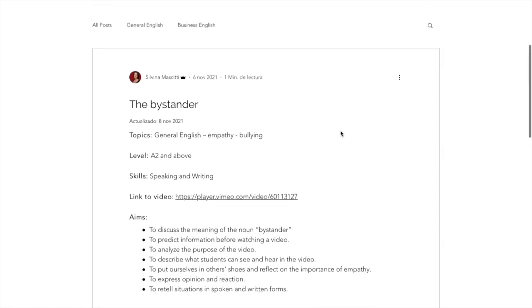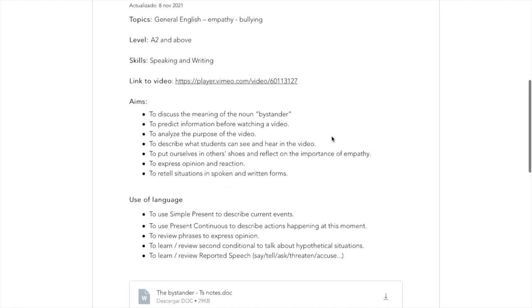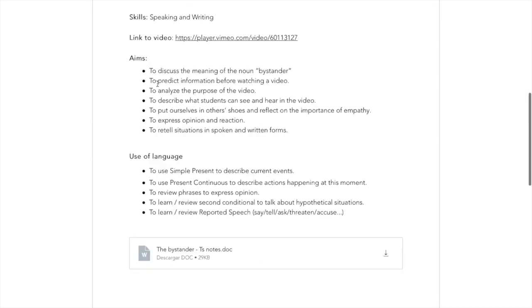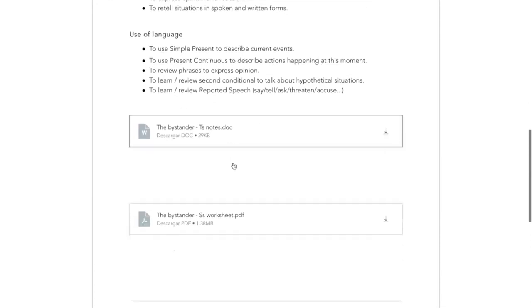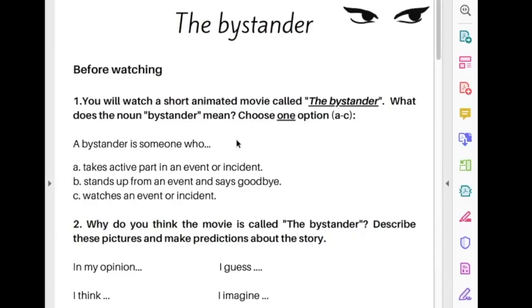So when somebody opens the page, they get this initial introductory screen. They see the topic, the level, the skills. There's a link to the video. You get a nice set of aims, the use of the target language, and then basically you get the worksheet as a PDF. So let's open it up. This is a video lesson.